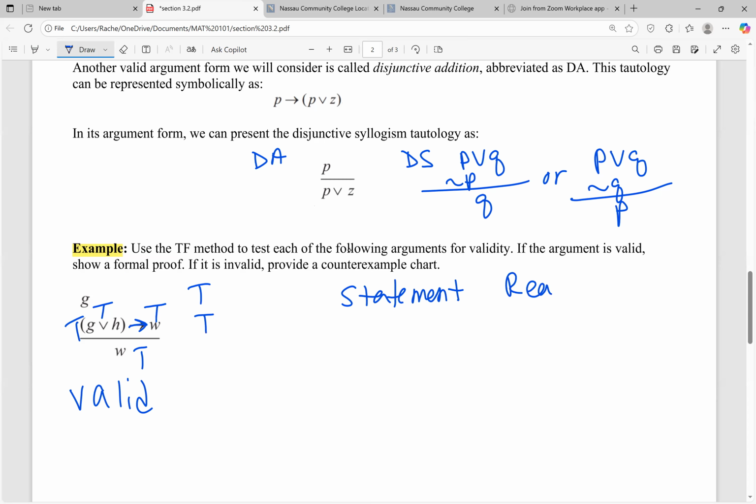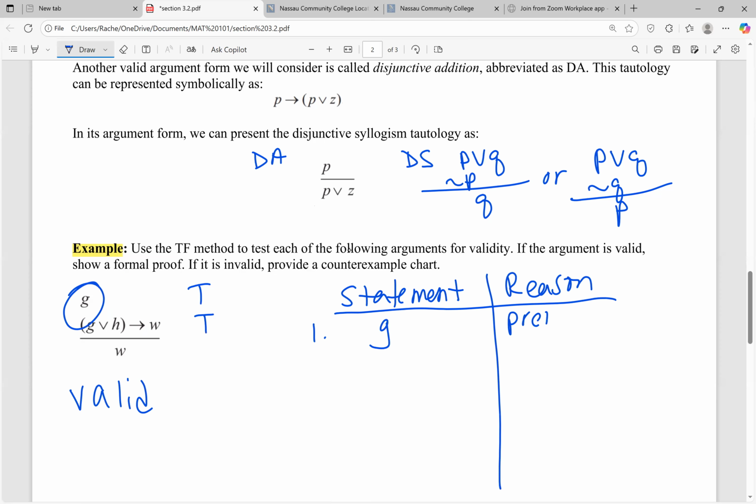So we need our statements and our reasons. Not much going on here. This is not a large argument. So I'm going to start with this single statement, G, it's true because it's a premise. Even though there's not a lot going on here, we have to look at this from all different perspectives. You're not always going to be able to put together two premises right away to make a conclusion.